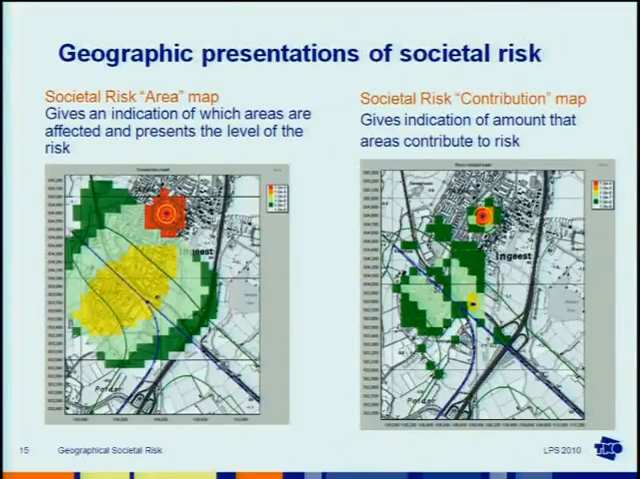But it gives an illustration of how much you are exceeding or going beyond the societal risk, whereas the other one gives an illustration of the amount that this cell is contributing to the societal risk.